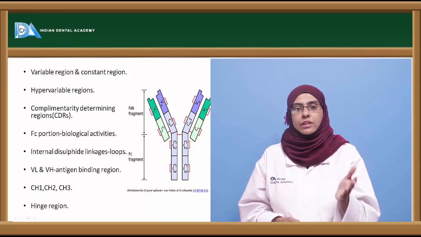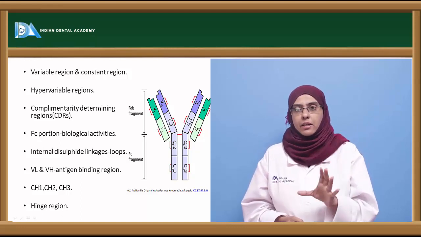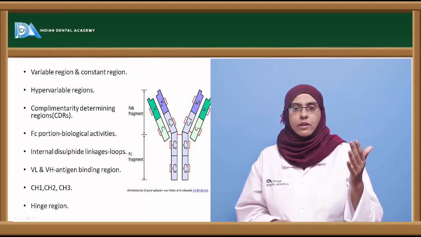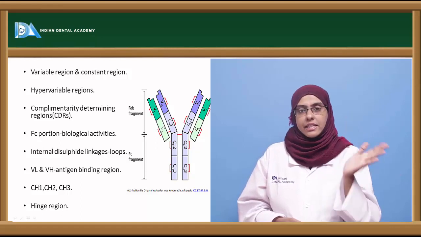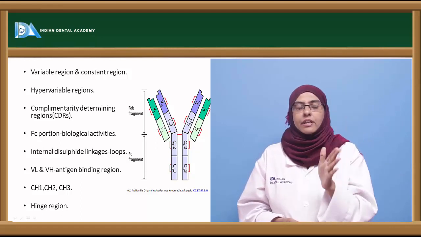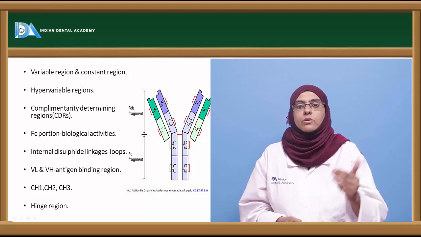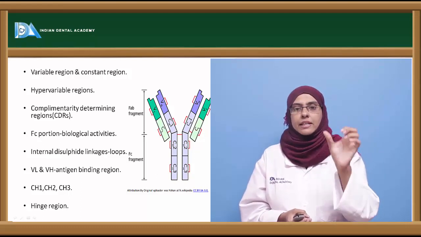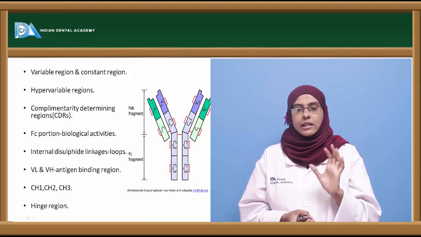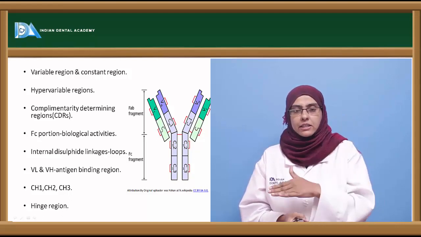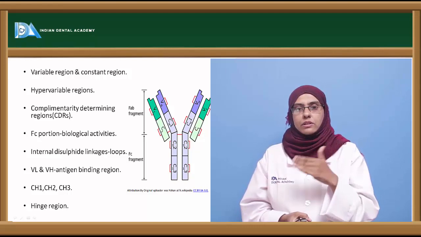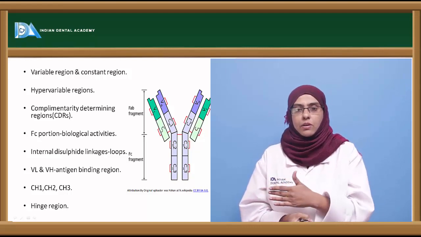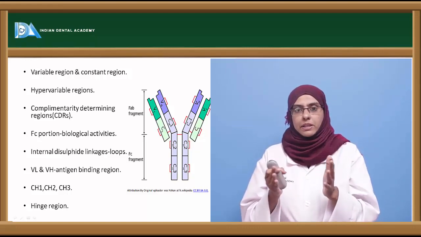Among the 214 amino acids that make up the light chain, 110 amino acids in both the heavy chain and the light chain are highly variable, and they usually interact with the antigen. So they are the antigen binding portion. Then we have the constant region, which is constant in all types of antibodies. So there are two major classes.